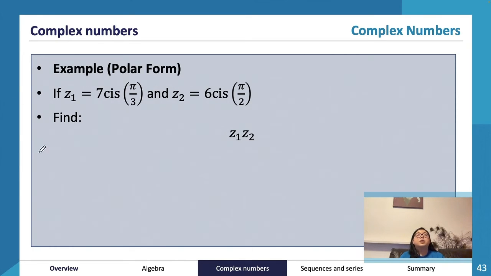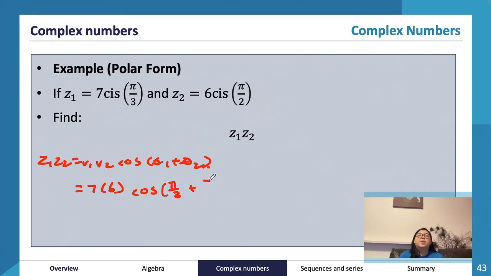Okay, so z1 z2 is going to be equivalent to r1 r2 cos of theta 1 plus theta 2. So z1 z2 here is 7 times 6, cos of theta is going to be pi on 3 plus pi on 2. Now, the real trick here is that this part is 2 pi on 6, and this part is 3 pi on 6. So this all stays under our equation.